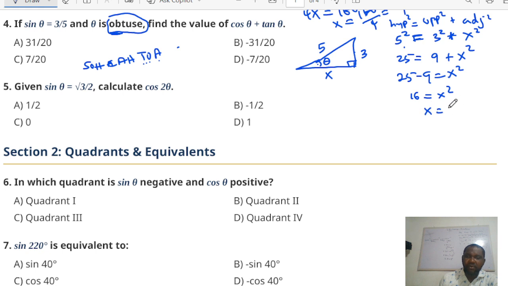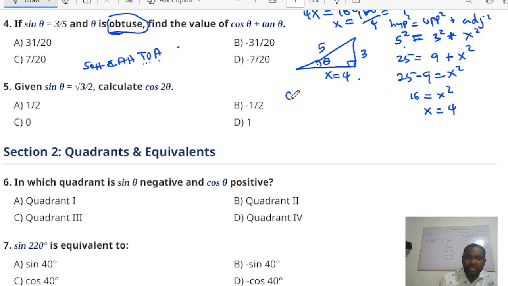So x is equal to 4. So that means here we are going to have x to be equal to 4. Very, very important. Okay, so at this point, since we have found this missing value, it is easy to know what cos theta is and also what tan theta is. It's very important to note.